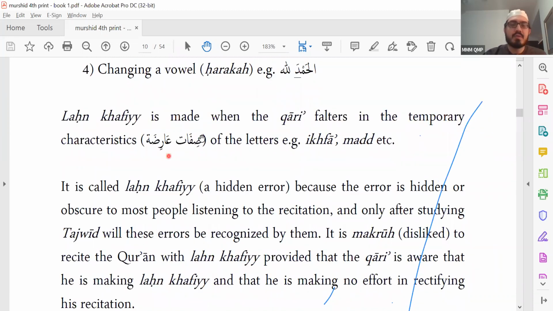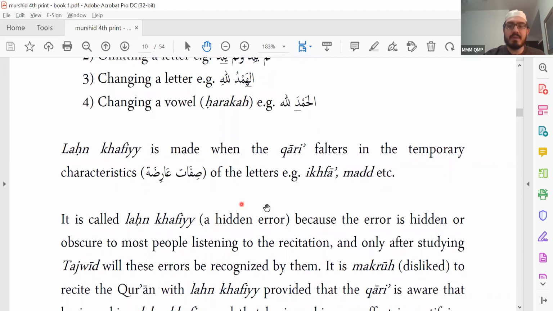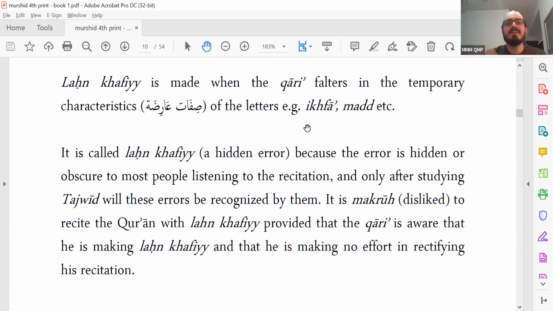Okay. So lahan khafi, the hidden error, is when the qari makes a mistake in the temporary characteristics, sifat arida, in the letters. So we'll get to that, inshallah. But as an example, let's say someone doesn't stretch the mad. Okay, so they say, وَالَّذِينَ يُؤْمِنُونَ بِمَا أُنزِلَ, as opposed to بِمَا أُنزِلَ. Or they don't say the ikhfa, they say unzila and not unzila. Okay, so those are lahan khafi, hidden error.